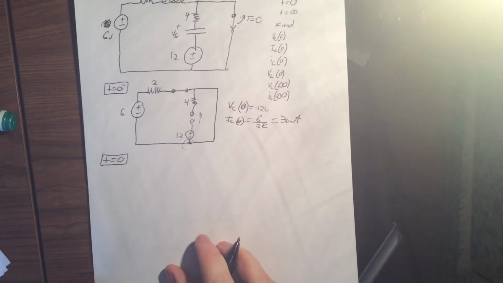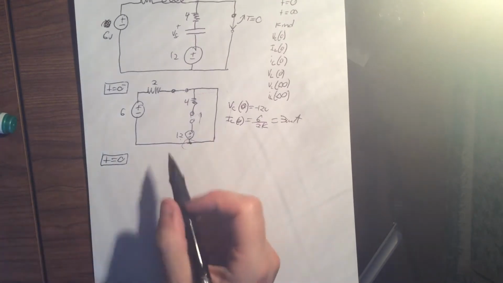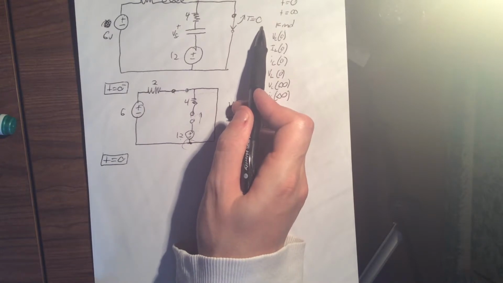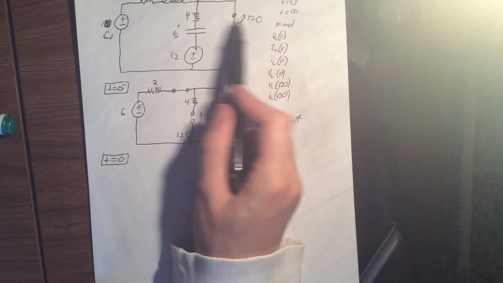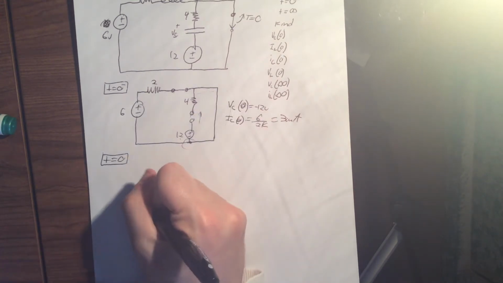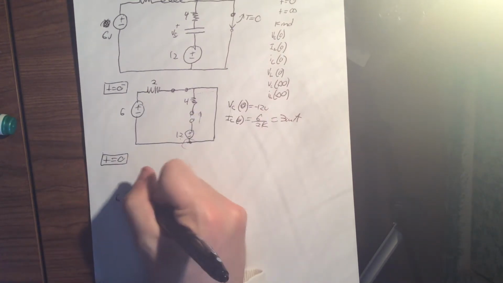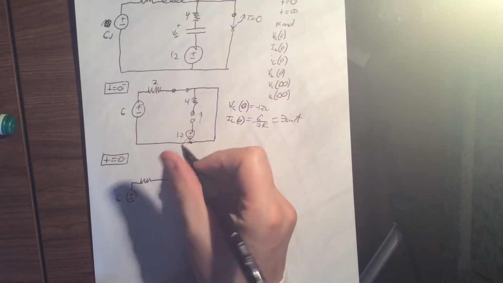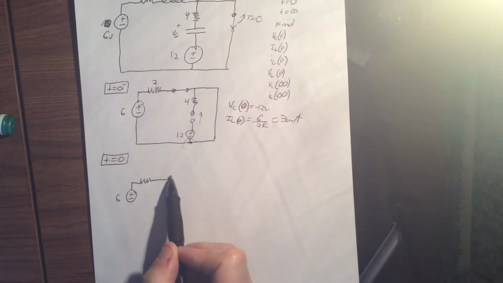Our t equals 0 is exactly when this switch is opened. So what's going to happen when the switch is opened? Well, when this is open, this whole thing is just going to disappear on this side. So we're going to get a positive minus 6. We're going to have a resistor. And now the most interesting part.